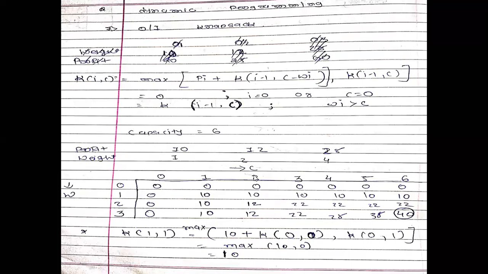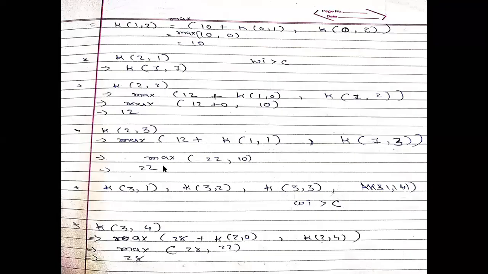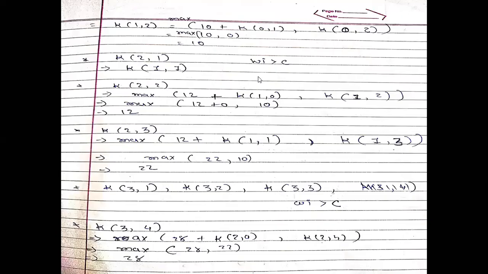1, 2. I equals what? C equals 2. Okay. So now weight of the first item is 1 and C is 2. So 1 greater than 2 condition is false. So which formula do you have to apply? The first one. Okay, done. So we will apply the first formula.